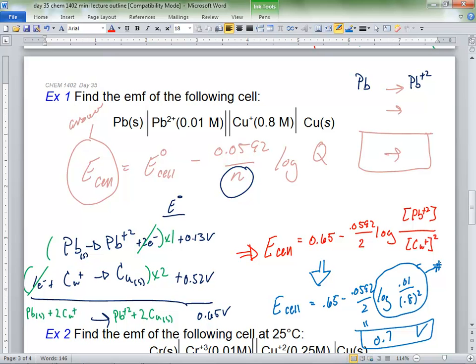When there is no phase noted, we should assume it's aqueous. Ions are always aqueous. But the tables always say the states really well. Liquids you leave out, solids you leave out of equilibrium constants and Q expressions.